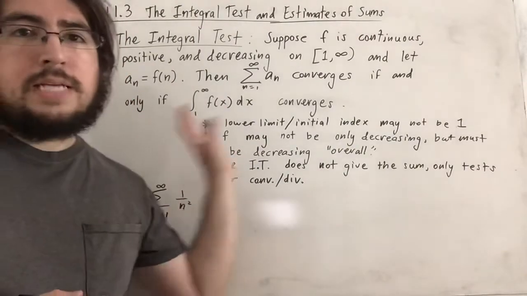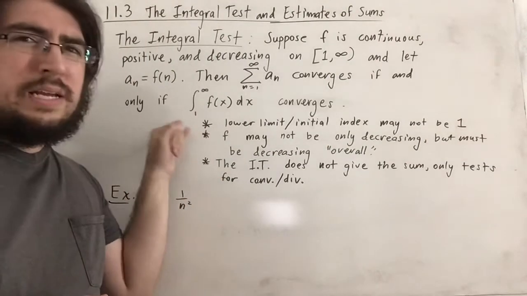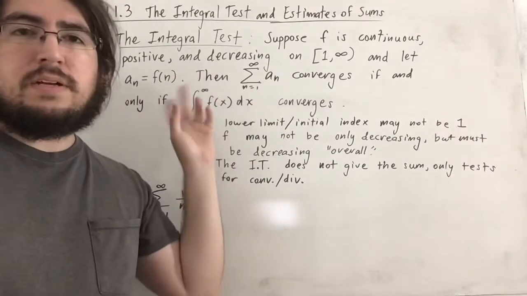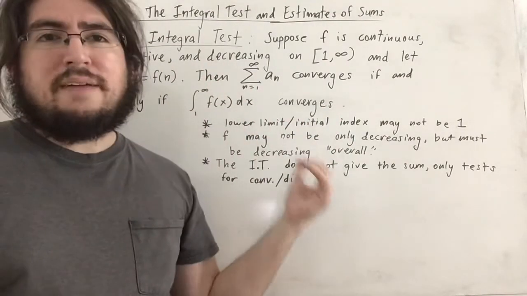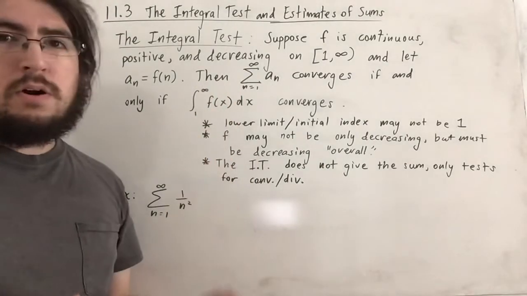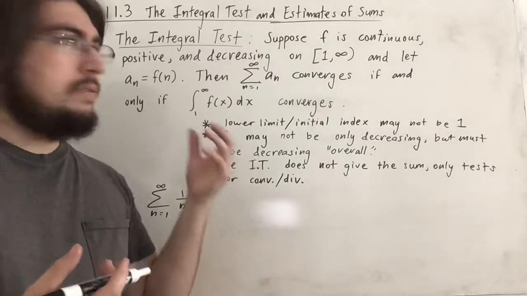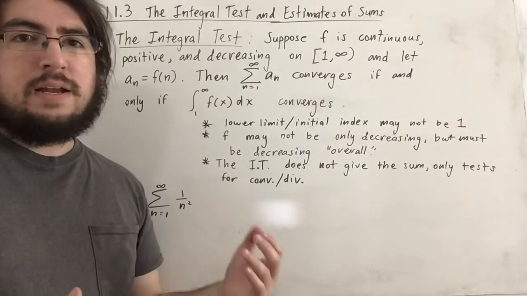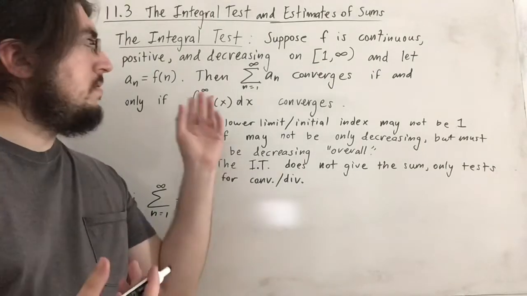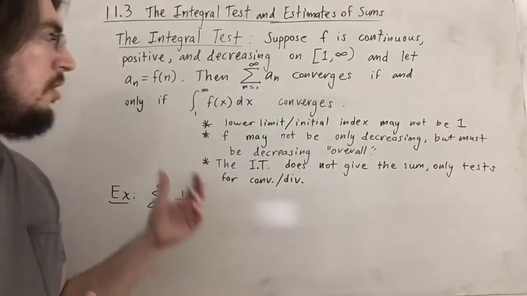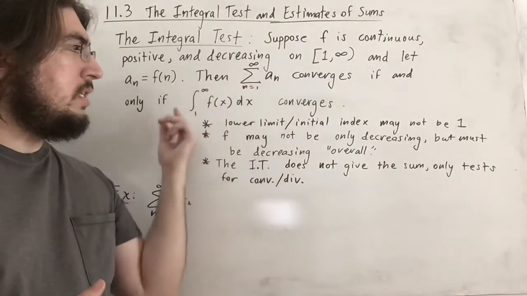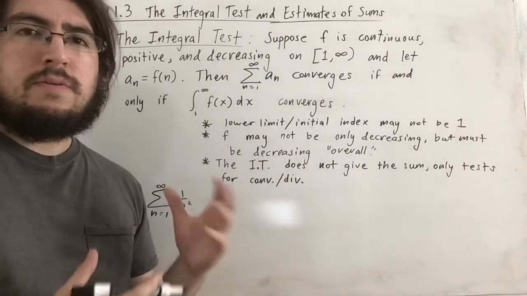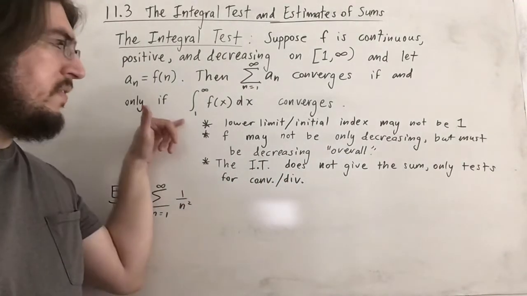Okay, so there are some main technical points here. The first one that I think is most important is that the lower limit of the integral or the initial index of the series doesn't necessarily have to be 1. It could be 2 or 4 or 10, as long as it's not an infinite number. So if it's a finite number, even 100, it's fine. 100 seems large, but compared to infinity, it's pretty small. So no matter where you start, as long as they both start in the same place. It's like we're just re-indexing for a different sequence, so there's not too big of a deal there.